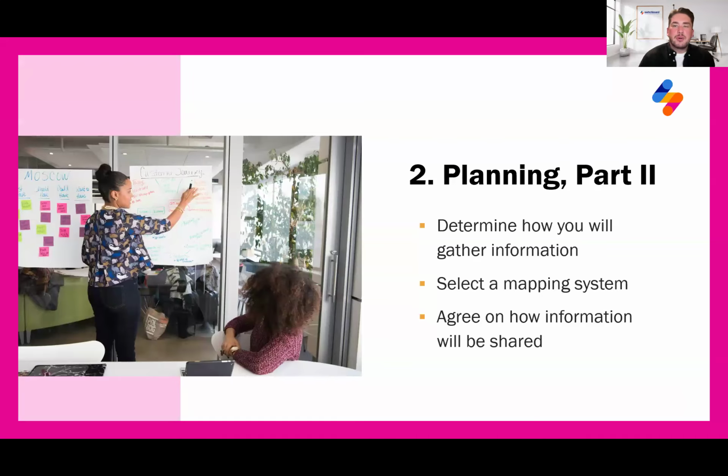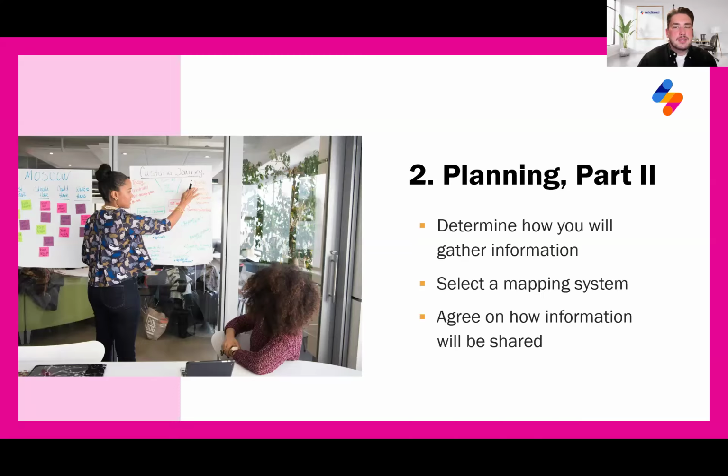Moving on to planning part 2. Once you have your vision and SMART objectives, there are three planning decisions to make before you start collecting data. The first is to determine how you will gather the information. Will you prioritize consultations, maybe site visits, interviews, or surveys, and in what order?